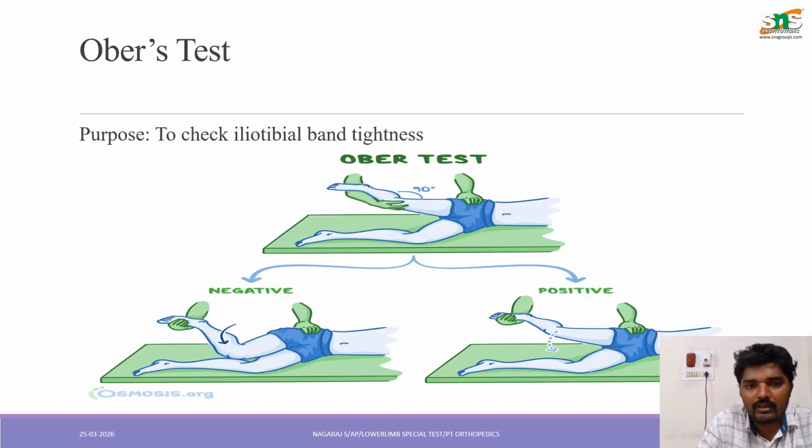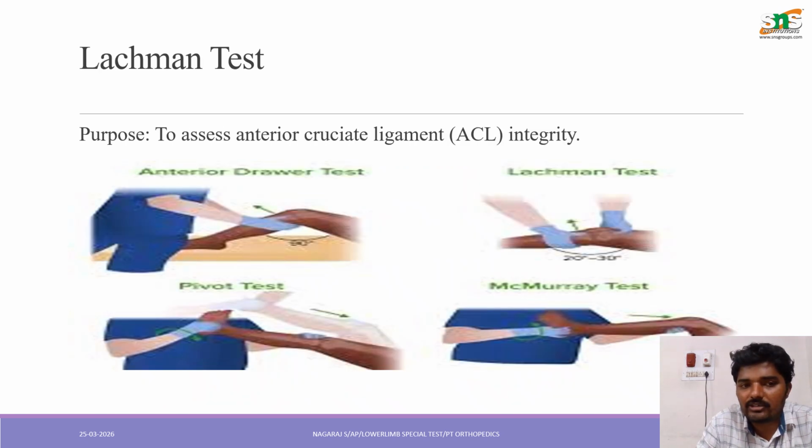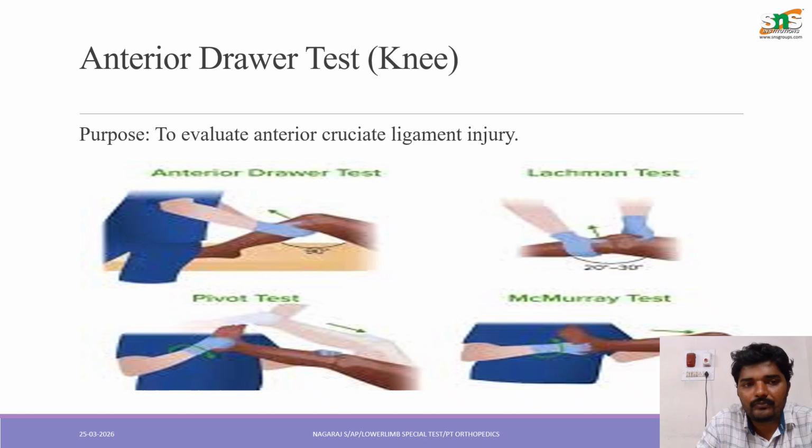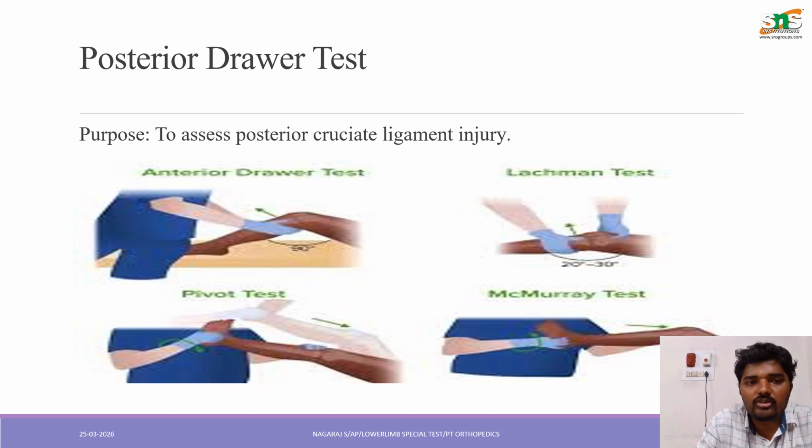Okay. Then Ober's test is mainly to check iliotibial band tightness. Then the Lachman test assesses anterior cruciate ligament integrity. The anterior drawer test is also to evaluate anterior cruciate ligament injury. The posterior drawer test assesses posterior cruciate ligament injury.